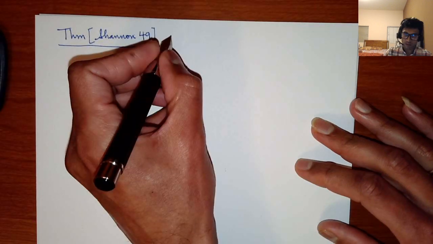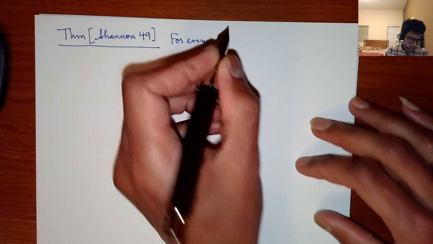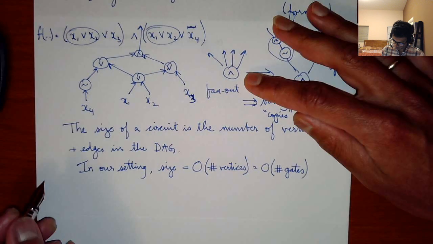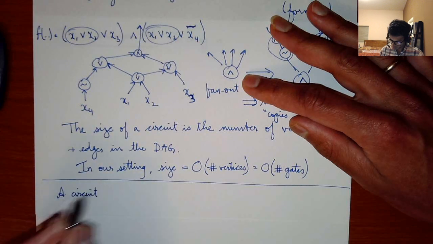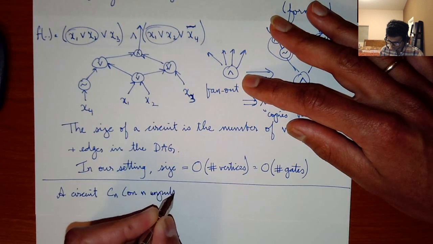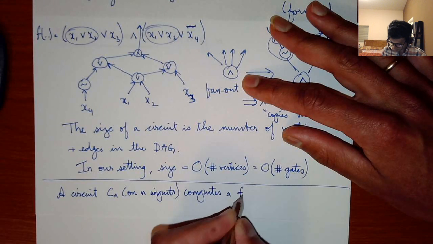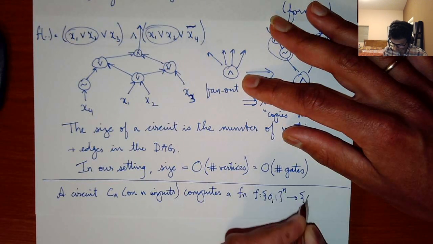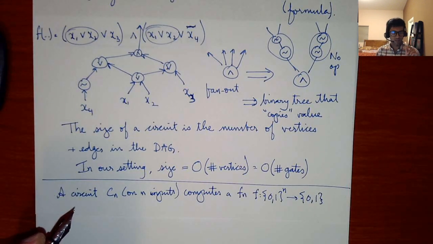And so there are really 2 parts to it. It says for every n, and maybe I should just be clear, a circuit C_n on n inputs computes a function f from {0,1}^n to {0,1}. And so we'll just think of the output in this case as just being a single bit.